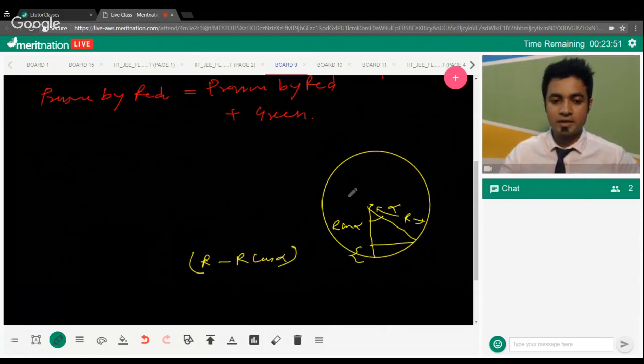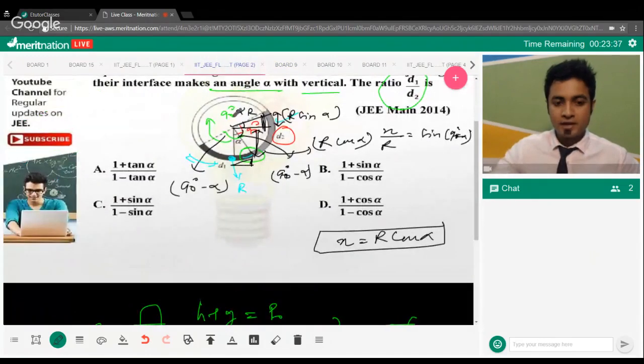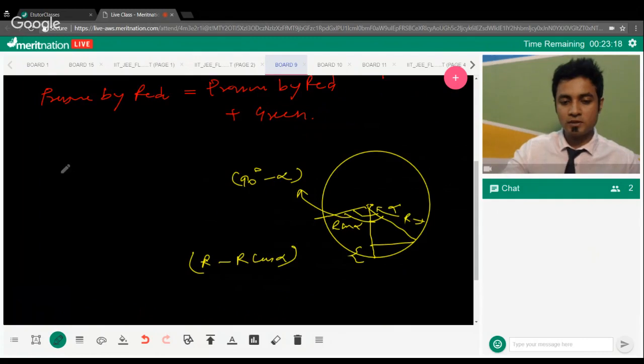And now if you are taking this height, this is also making 90, right? You can see that this is alpha, and the remaining part is 90 minus alpha, right? So how would you figure it out? This angle is 90, this angle is 90 minus alpha. So you can calculate here. This one is r, we need to calculate this height.